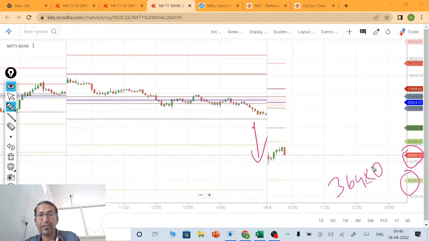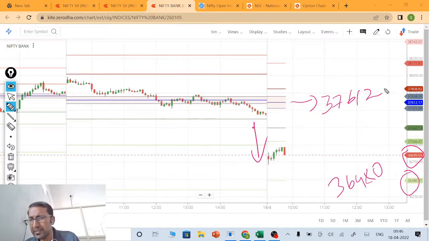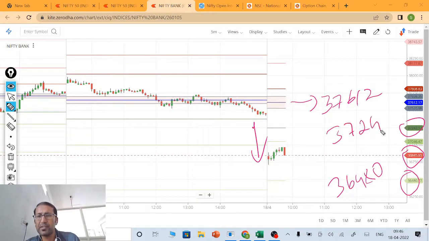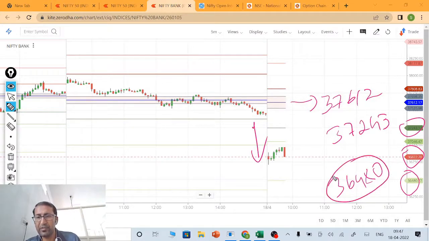Bank Nifty is very far away from the pivot, 37,612. You can go long on Bank Nifty only if it breaks 37,243. The all important trade today is, as long as the market is not going above 37,243, you can sell on all rallies for a target of 36,480. Another 400 points you can get. So that is the Nifty and Bank Nifty levels for the day.